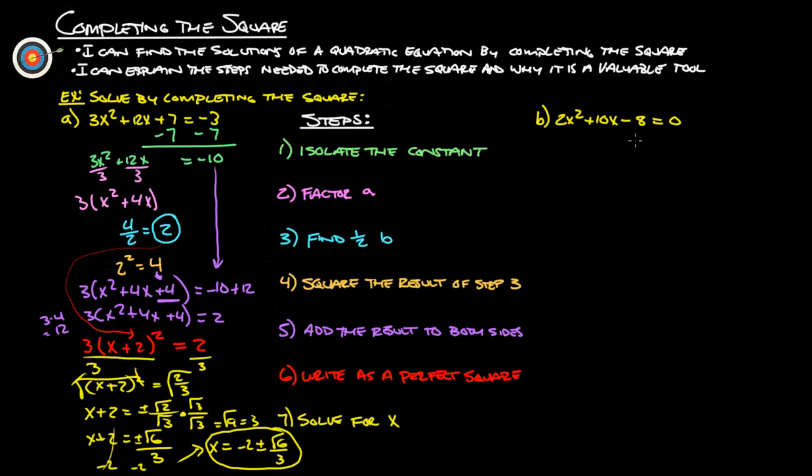Okay. First thing, isolate the constant. So get this 8 over on the other side. So we're going to add 8 to both sides, and we get 2x squared plus 10x equals 8.